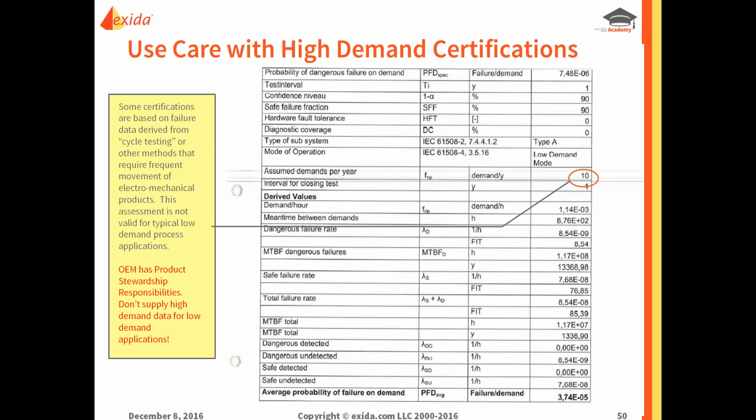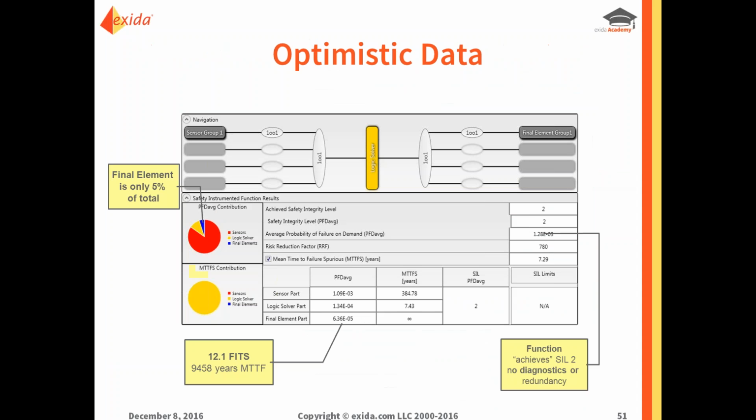Whether you are a person certifying your product or an end user receiving this certificate, always make sure that you do the sanity check. First of all, make sure it's the correct application. If you look at the assumed demands per year, make sure that those demands are what you actually need. If you are in a low demand type of application, you don't want assumed demands per year to be 10. I don't think your plant is shutting down about once a month with an emergency. So always make sure that makes sense, along with the failure rates, and we'll talk about that right now.